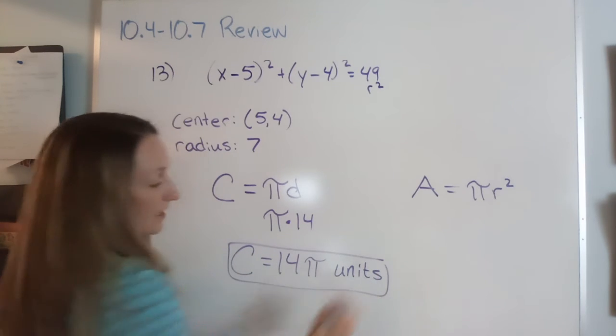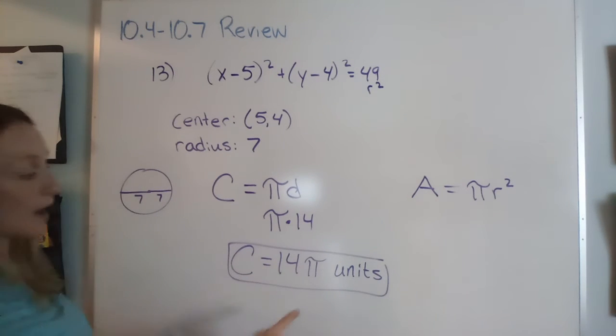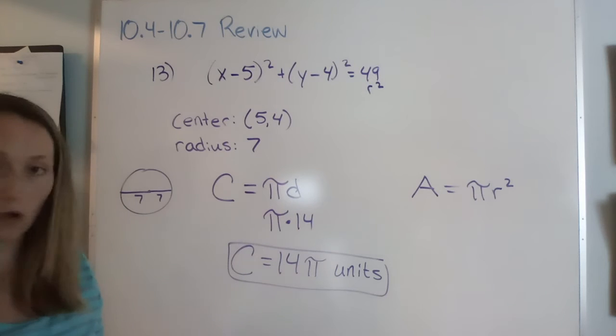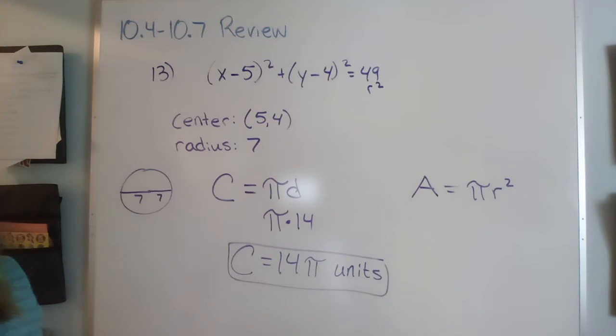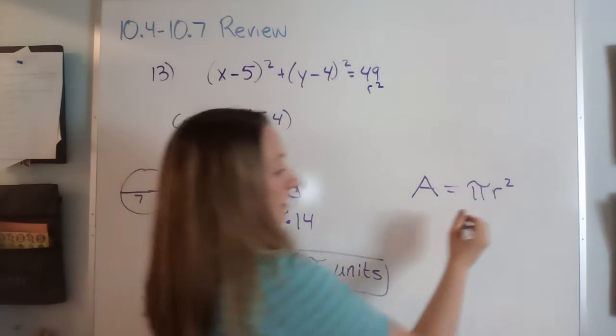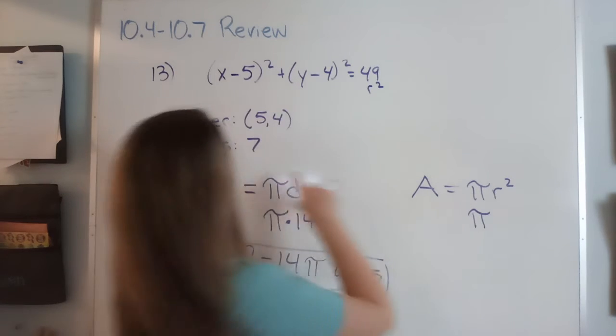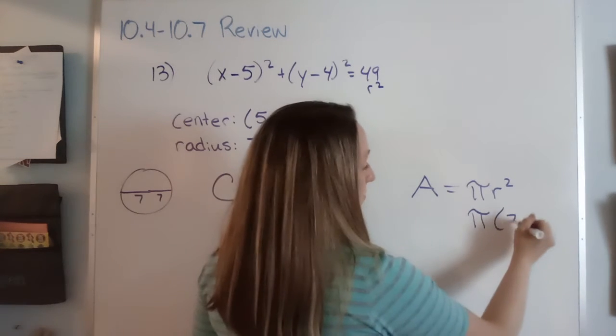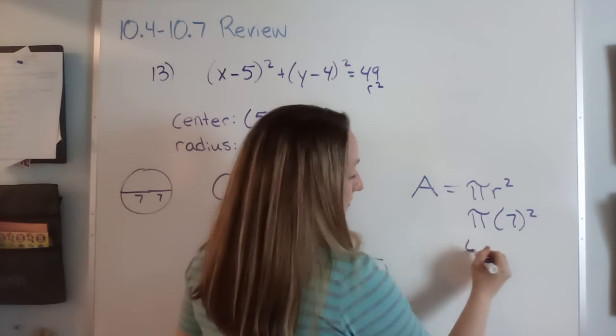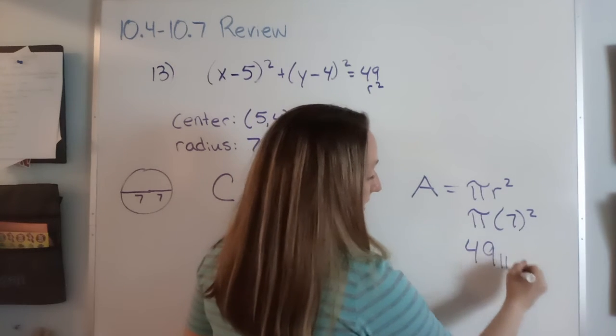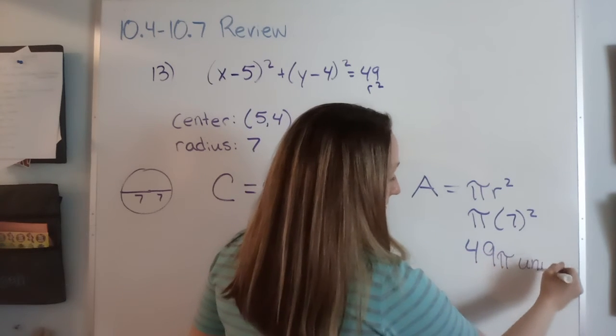Okay. When it says leave your answer in terms of pi, that means leave pi as part of your answer. Don't multiply by 3.14. Don't use the pi key on your calculator. Now your radius, again, is 7. So 7 squared. So you have an area of 49 pi units squared.